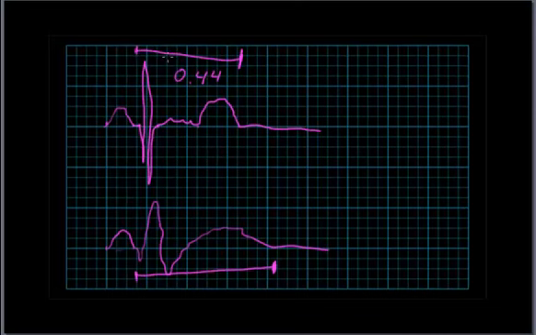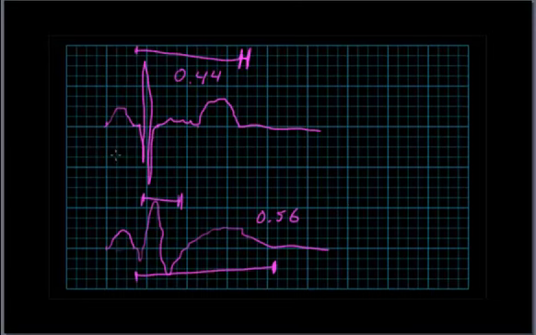Is that 11 blocks? 1, 2, 3, 4, 5, 6, 7, 8, 9, 10. Okay, I drew it wrong. It should go to about right here. That would be a normal QT interval. Now we've gone 1, 2, 3, 4, 5, 6, 7, 8, 9, 10, 11, 12, 13, 14 blocks. So we've gone an extra 120 milliseconds. So we've gone to 0.56, and that's due primarily to the elongation of the QRS complex.